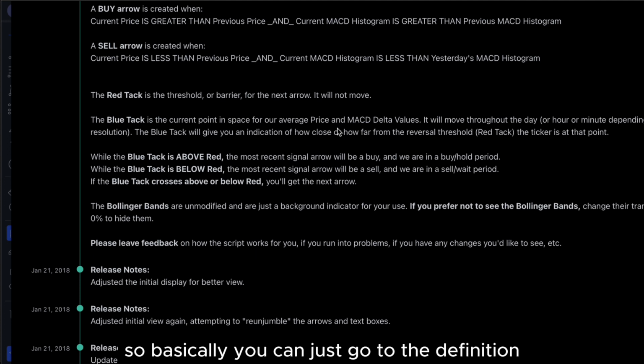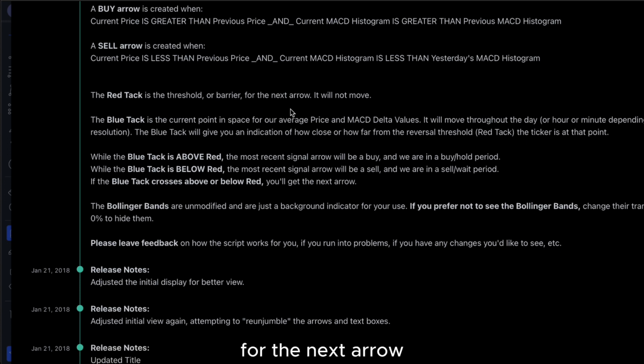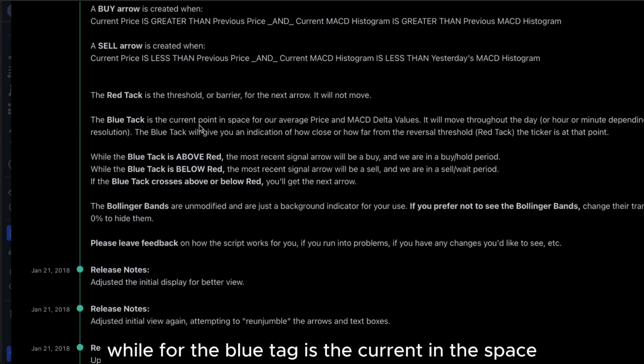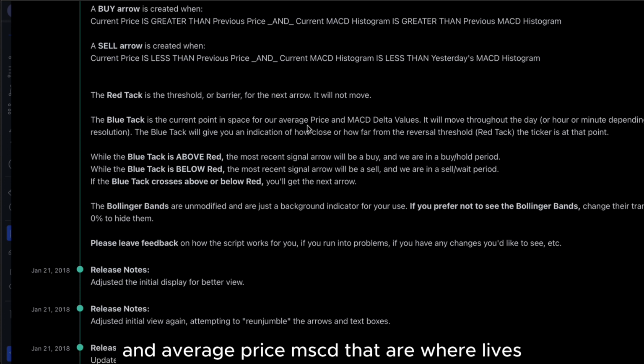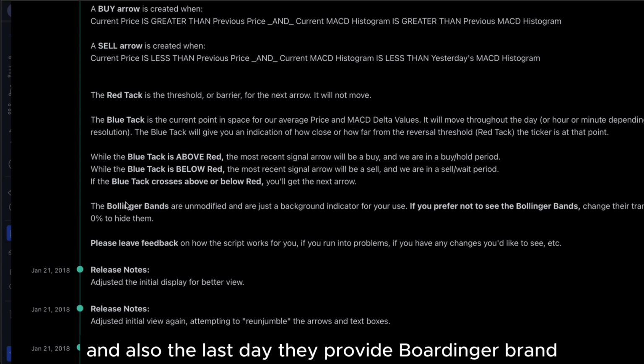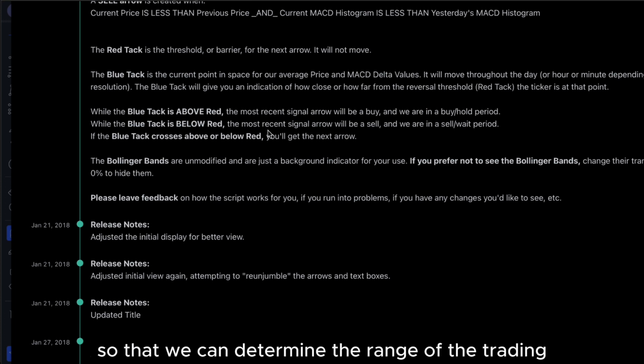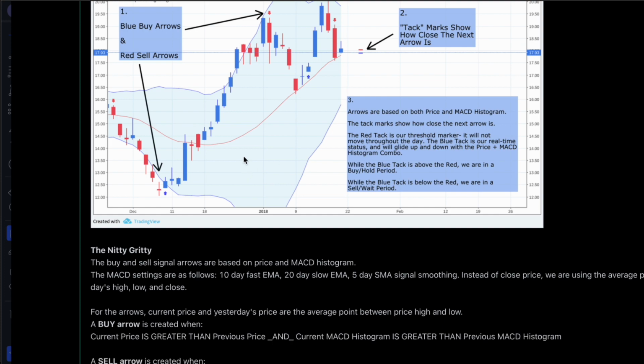You can go through the definition. For example, the red tag is the threshold boundary barrier for the next arrow, while the blue tag is the current average price and MACD delta values. Lastly, they provide a Bollinger Band so that we can determine the range of the trading.